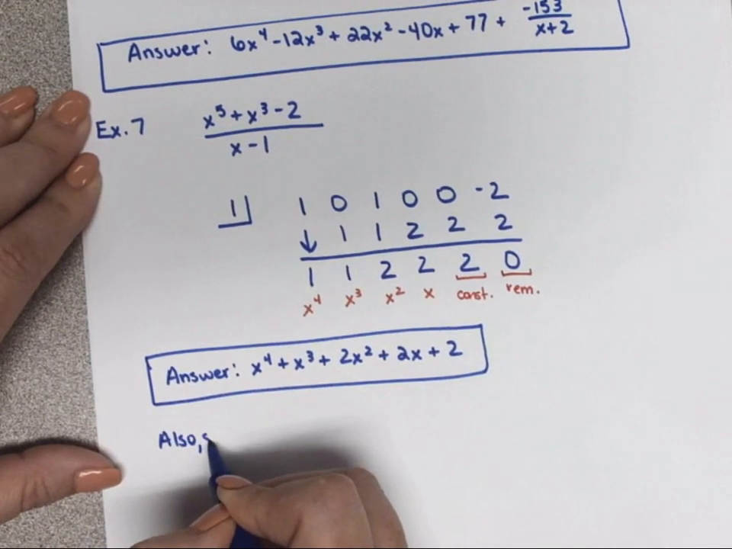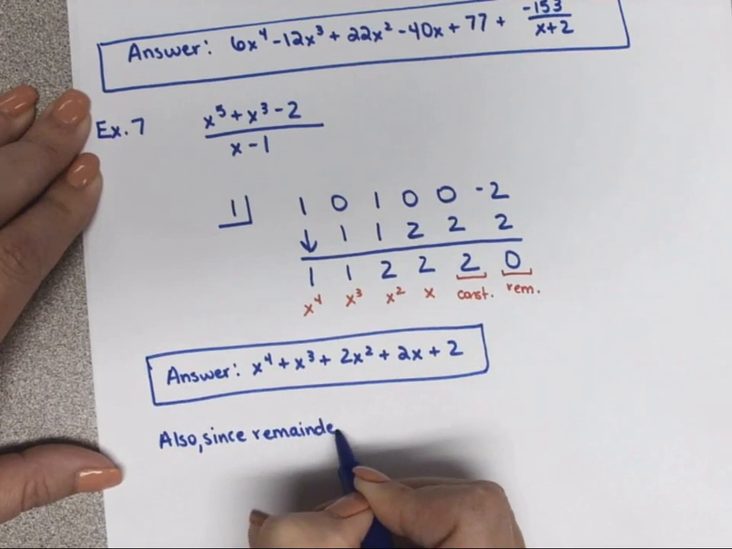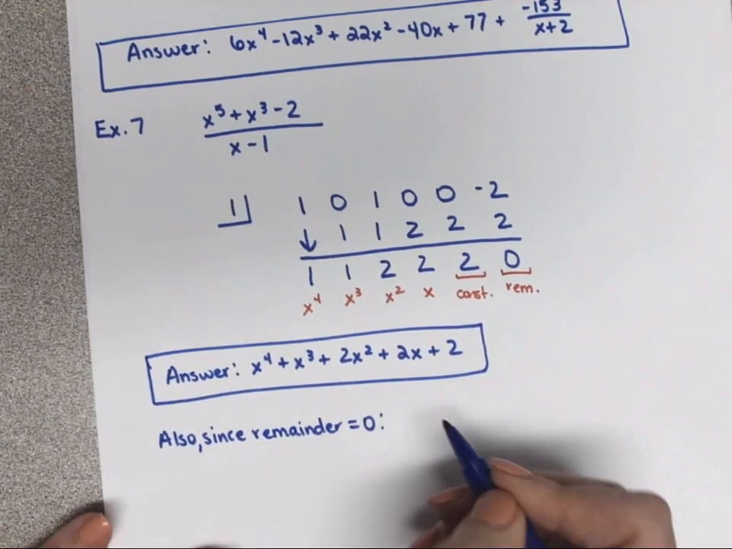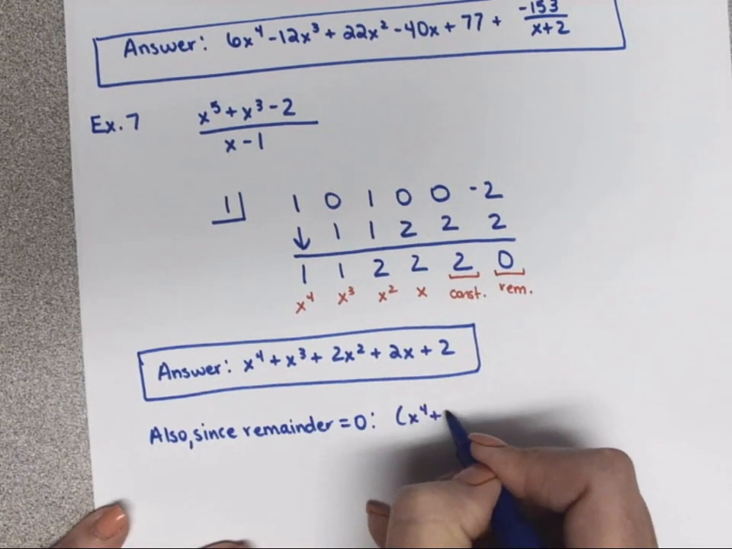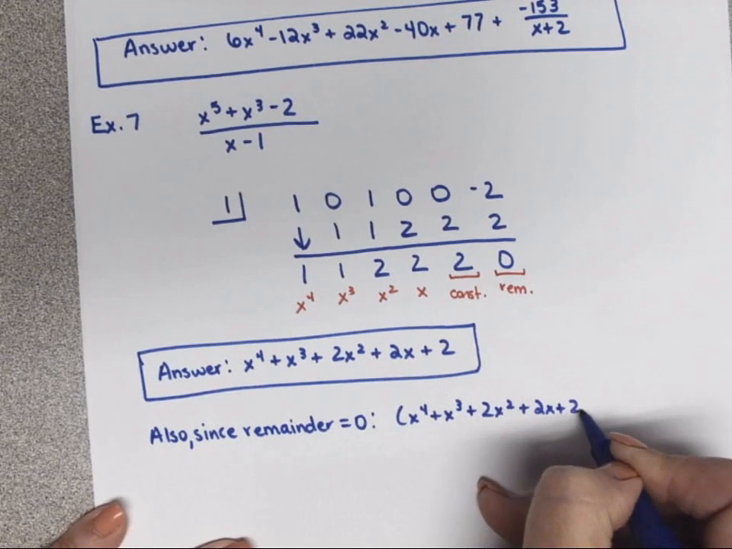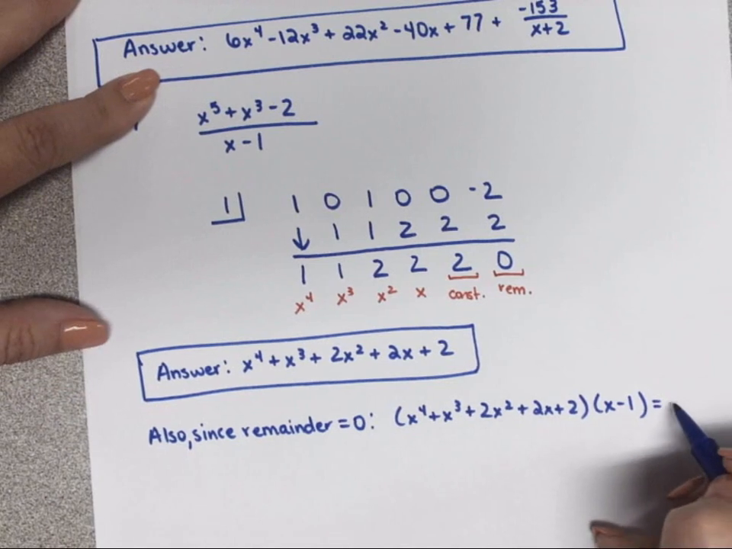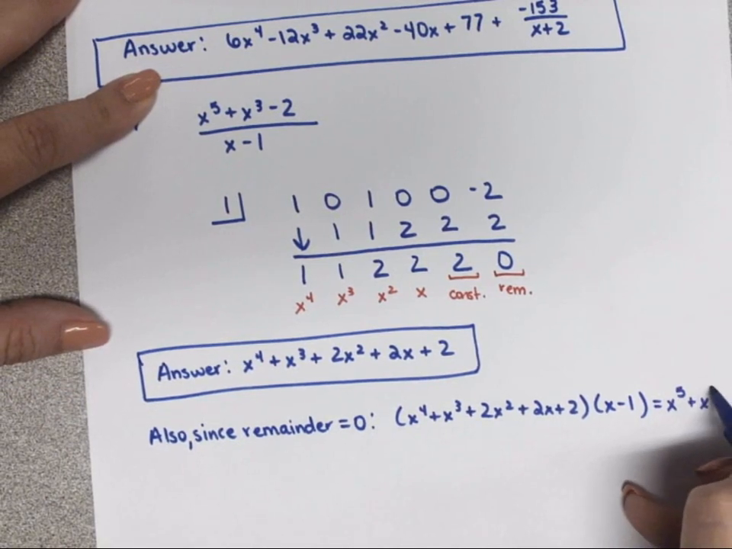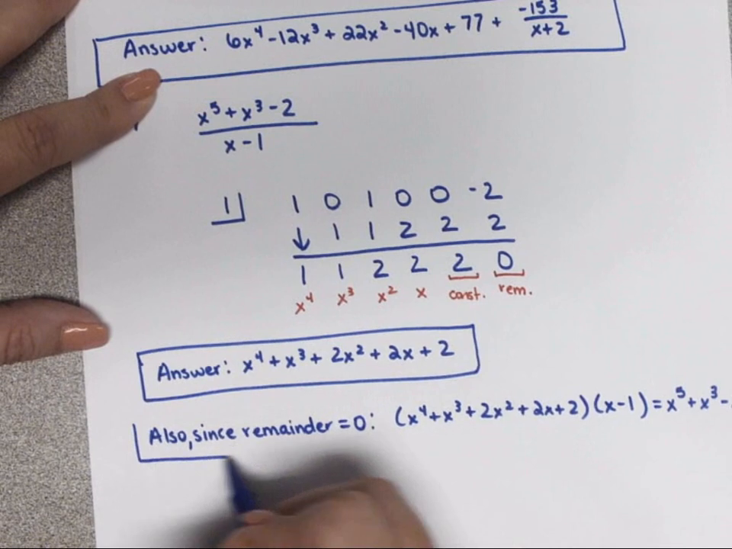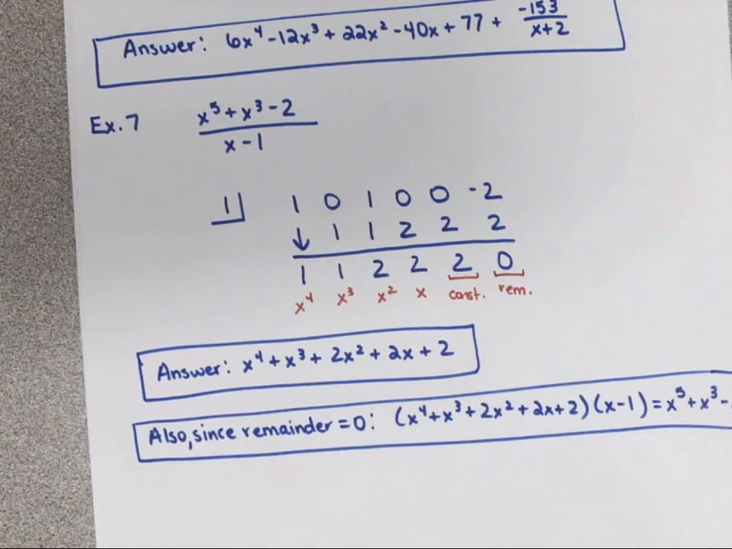Also, kind of like we did at the beginning of class, since the remainder is 0, I can make another statement, can't I? Since the remainder is 0, then I know that x to the 4th plus x cubed plus 2x squared plus 2x plus 2 times the x minus 1 I started with must equal what? X to the 5th plus x cubed minus 2. Okay, why have I not been making that statement on the previous examples? Because I wasn't getting remainders of what? I wasn't getting remainders of 0. I can only make that claim when I'm getting a remainder of 0.